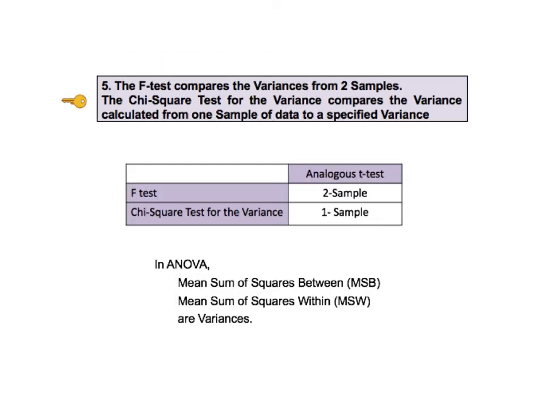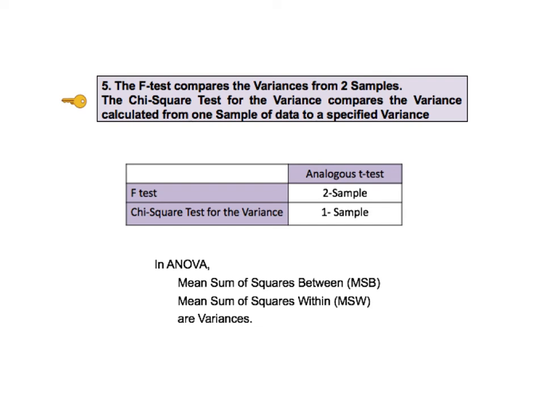Key to Understanding number 5 talks about the F-test and the chi-square test for the variance, which are two commonly used statistical tests. The F-test compares the variances from two samples. This is analogous to what the two-sample t-test does with means. And the chi-square test for the variance compares the variance from one sample with the variance which we specify. Our specified variance could be a target, a historical value, or anything else.